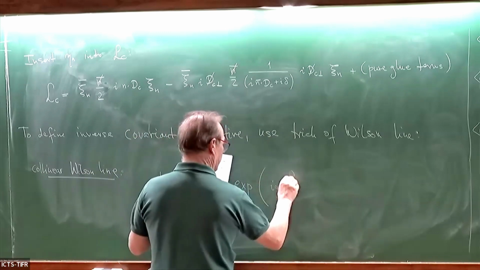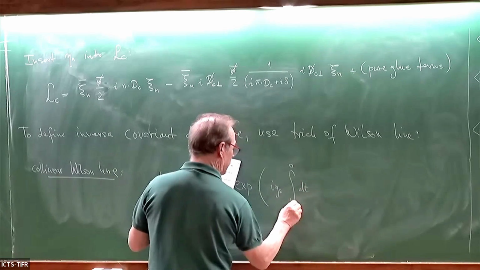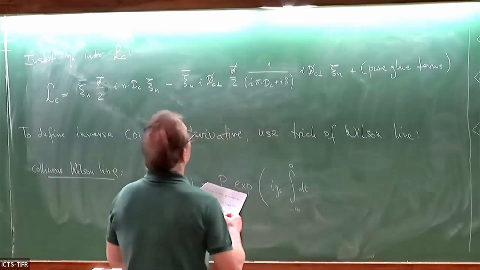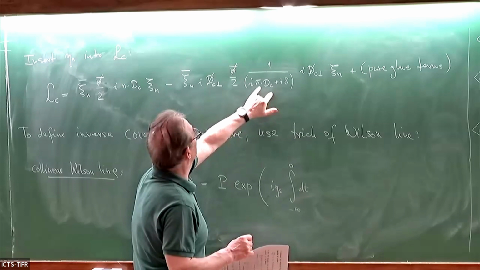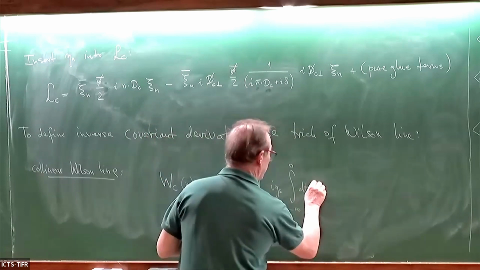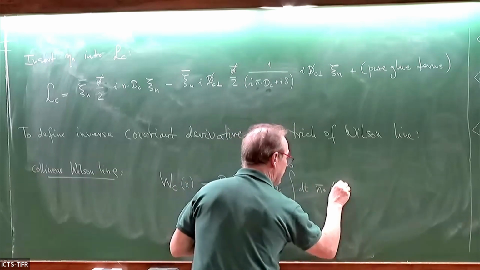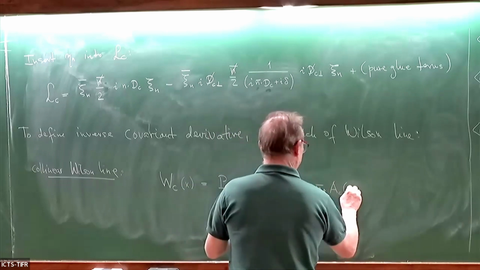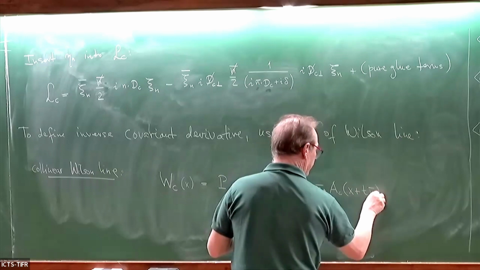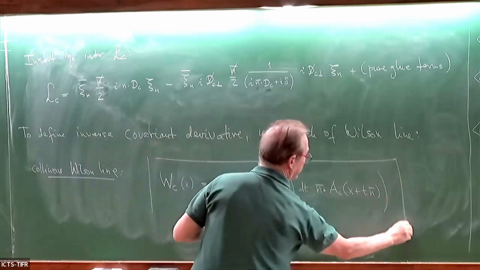It will look very much like what we wrote for the soft Wilson line. But now, you see the object we want to simplify is n bar dot the collinear gauge field. So we need n bar now, not n, times A collinear evaluated at x plus t n bar. This is the definition of the collinear Wilson line.